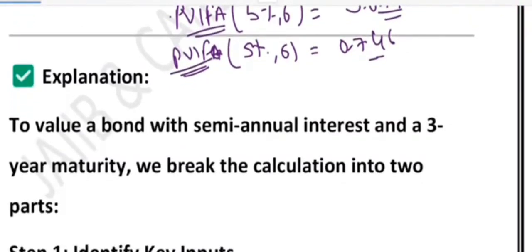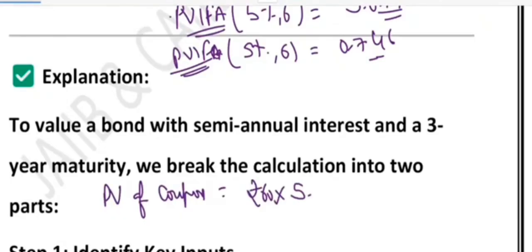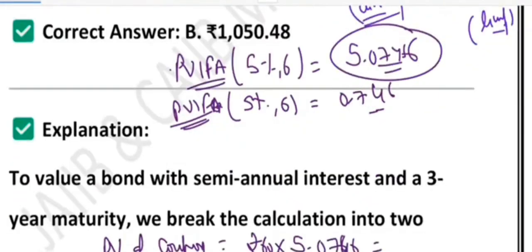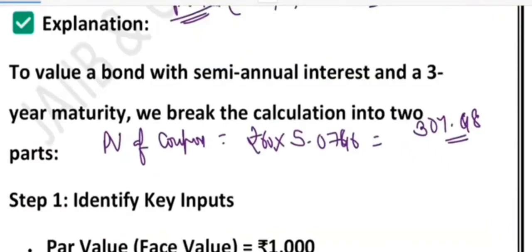So what we will do is calculate separately. Let's calculate the present value of the coupon. How do we do that? Multiply this 60 rupees with 5.0746, the PVIFA. How much will you get? You will get 304.48. So this is the PV value of the coupon.